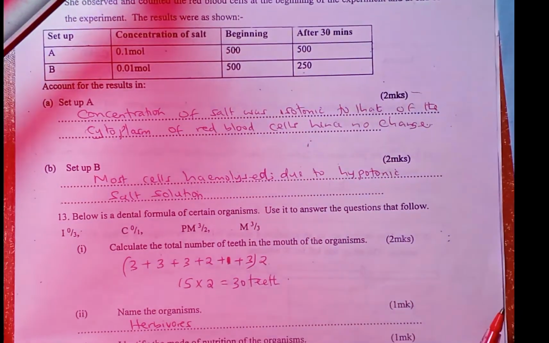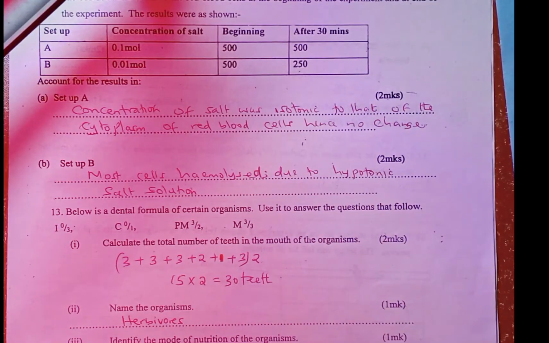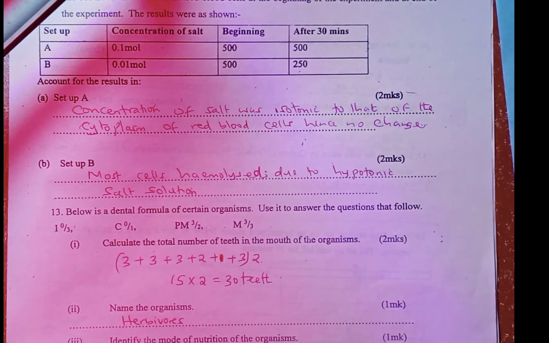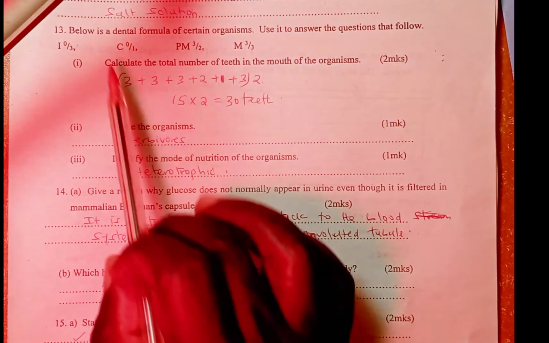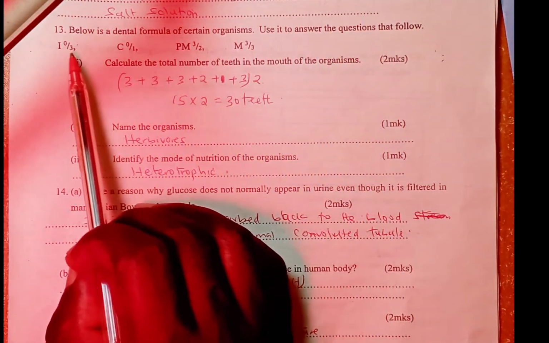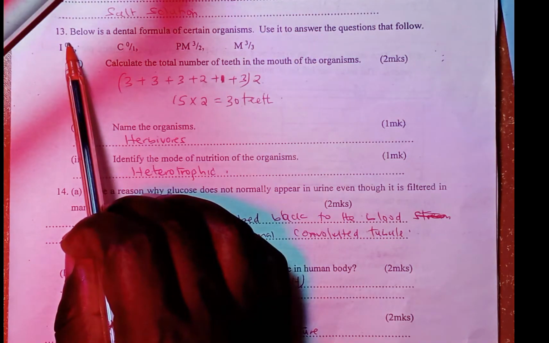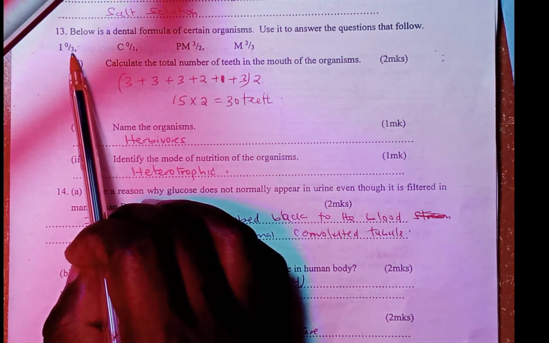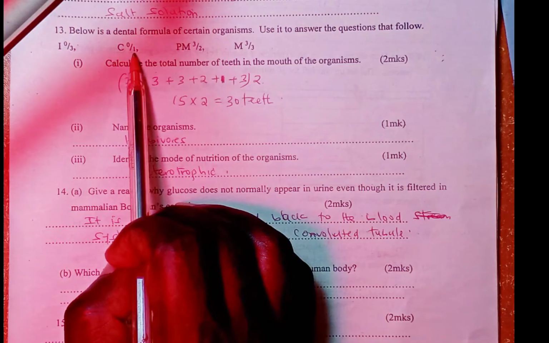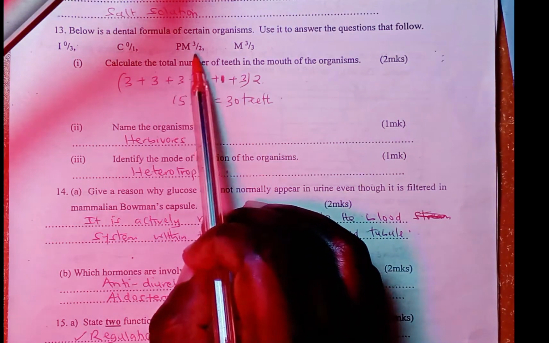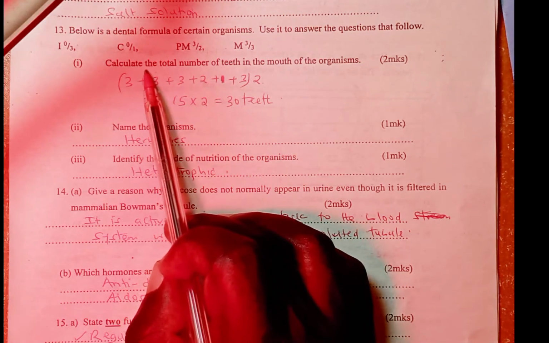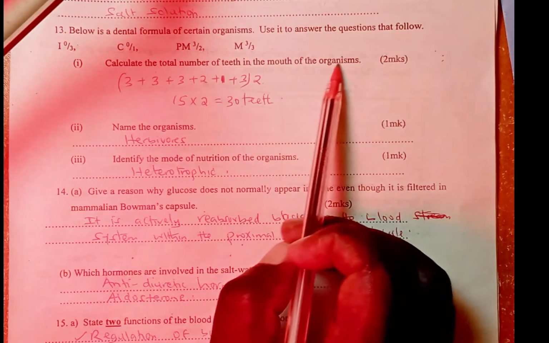Question number 13. Question number 13 is a question on dentition. Below is a dental formula of certain organisms. Use it to answer the questions that follow. We have incisors, the upper ones are 0, 3 in the lower jaw, 0 on the upper, 1 on the lower jaw. Then the premolars we have 3, 2. Then the molars we have 3, 3. We are supposed to calculate the total number of teeth in the mouth of the organisms.